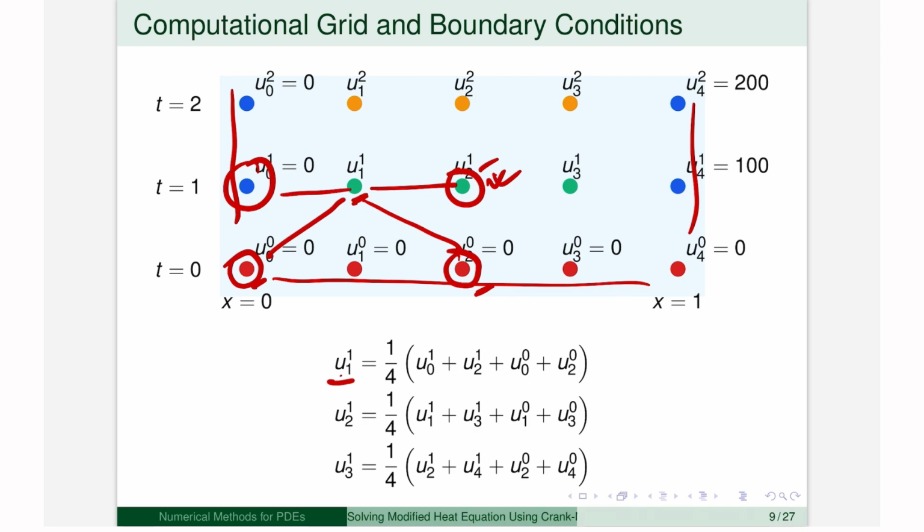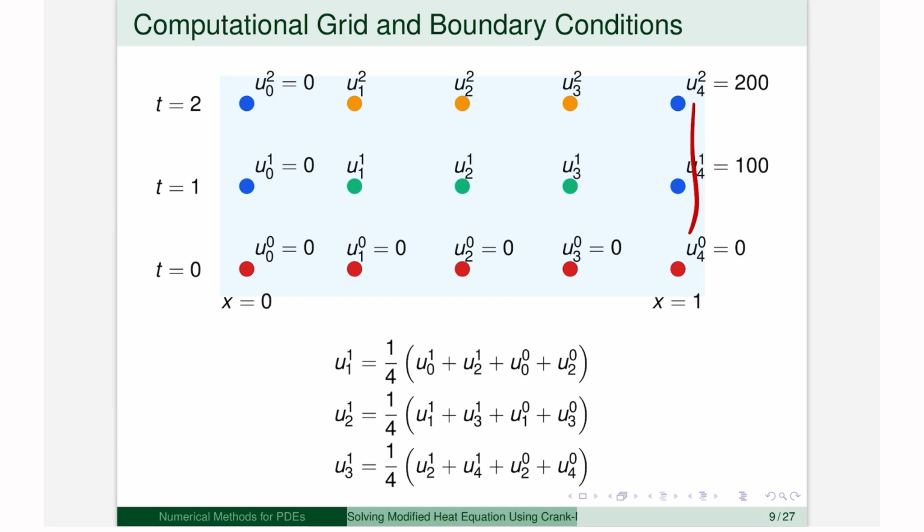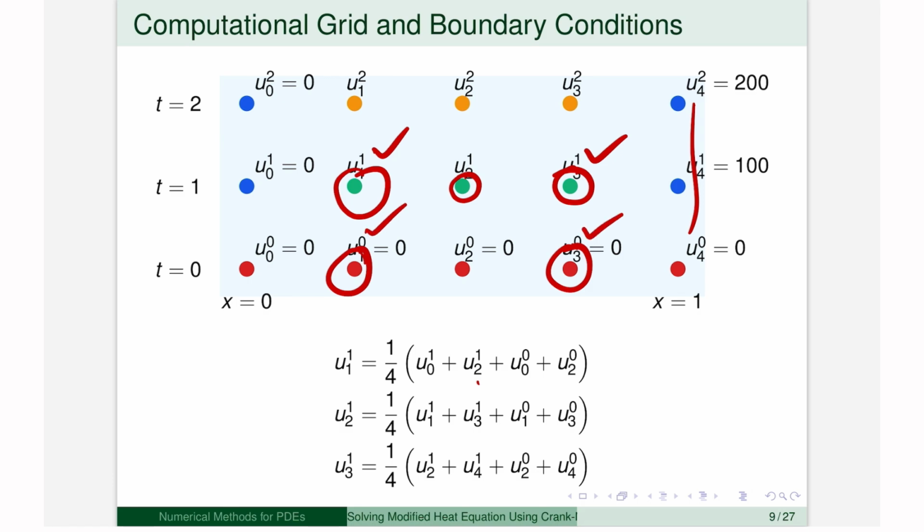Now if I calculate this node, we need this value, this value, this value and this value. u21 is 1/4 of u11, which is this one, plus u31, this one, plus u10, this one, and u30, that is this one. So if I want to calculate this value, we need this and this, so we'll get this one.